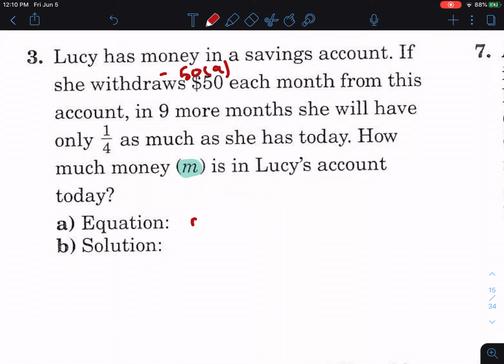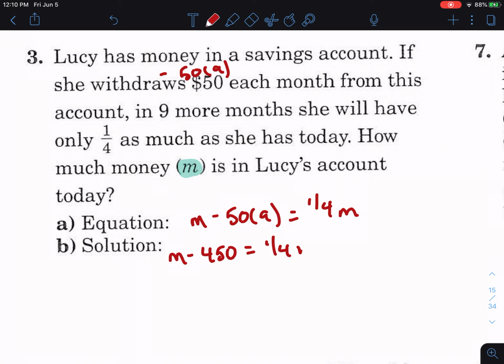So it's going to start M minus 50 times 9. And then it says she will have 1/4 as much as, so 1/4 as much M as she has now, money as she has now. Now we're just going to solve. Now I'm looking at this and I'm seeing that I have to do 50 times 9. So 50 times 9, plug that in your calculator, is 450. So I have M minus 450 equals 1/4 M.